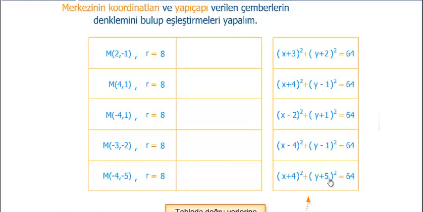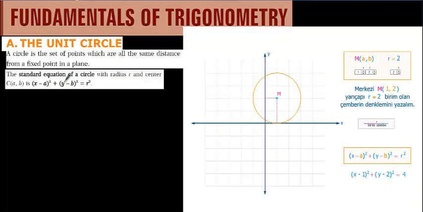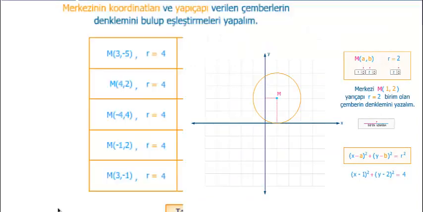With respect to the given information, we are going to find the standard equation of the circle. The radius for all of them is equal to 8, so r squared is going to be 64. The first one has center 2 and minus 1. So what was the formula? x minus a squared plus y minus b squared is equal to r squared.